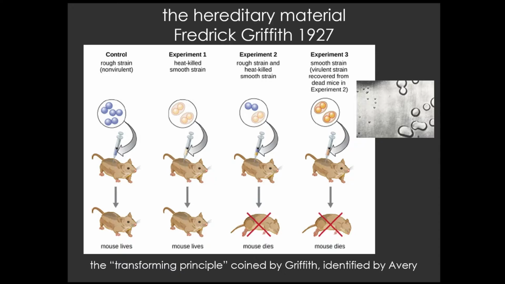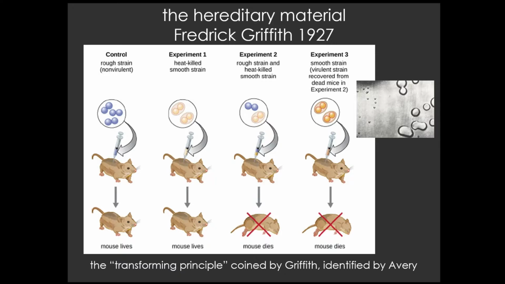And so the thought was one of those two things, and in fact the prevailing thought was that the protein component was the hereditary material of the cell because of the fact that proteins are so much more diverse, and there are 20 amino acids that make up proteins, whereas there are 4 nitrogenous bases that make up nucleic acid.